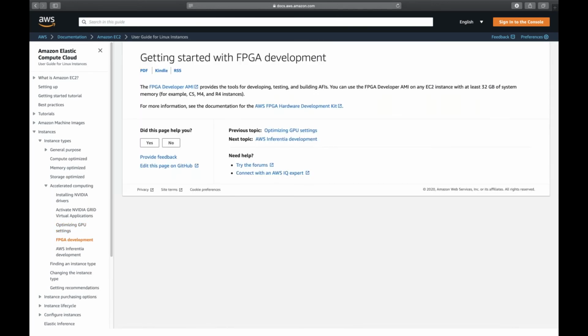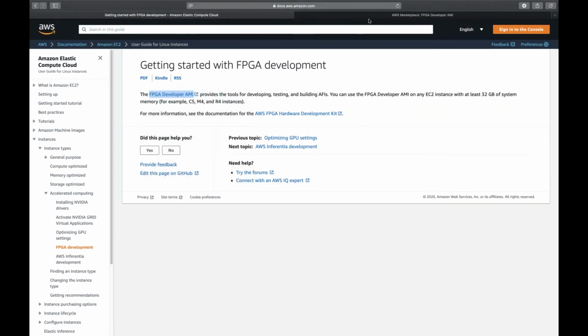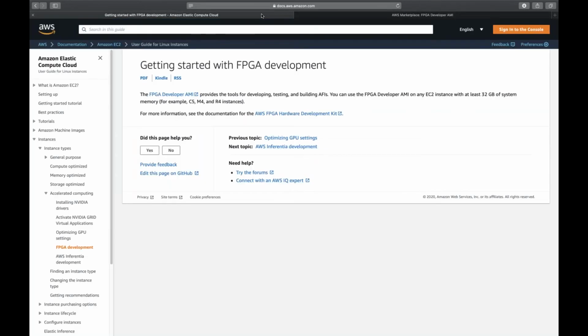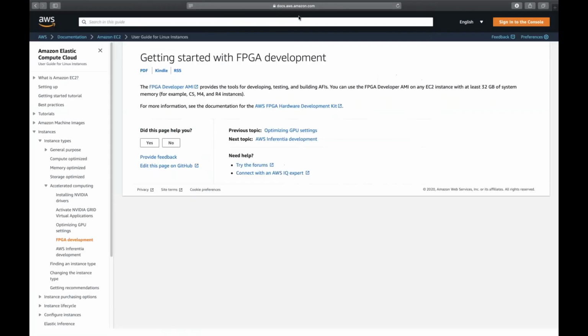Next is FPGA. What is FPGA? The FPGA developer provides the tool for testing and building AFI. This is a field programmable gate array. I think this falls into high performance computing, and this is for some specific requirements.